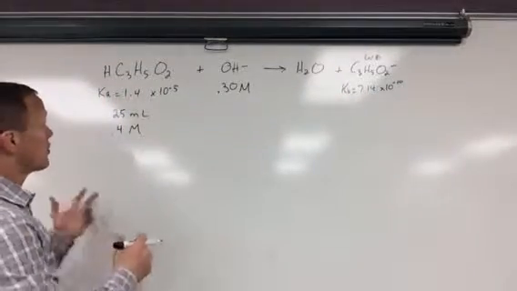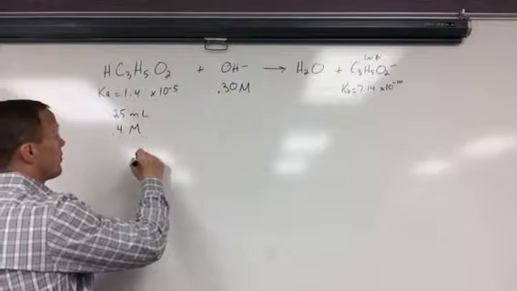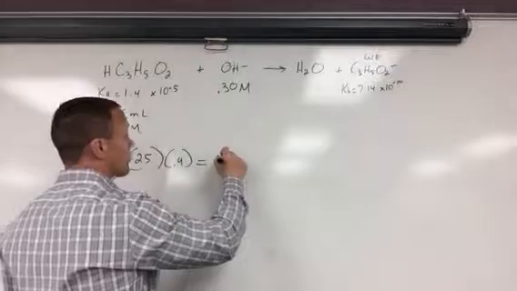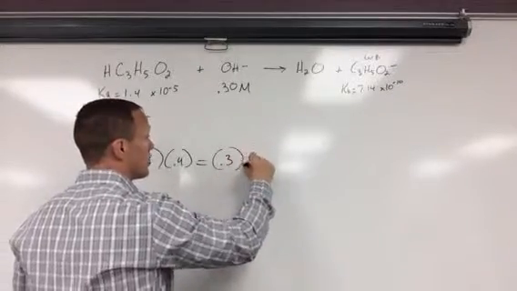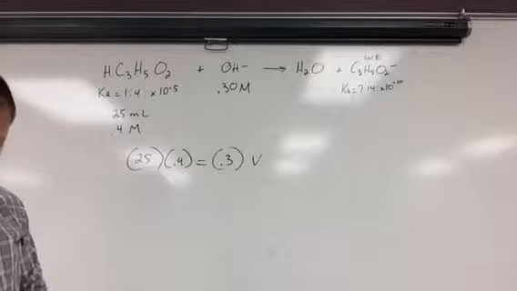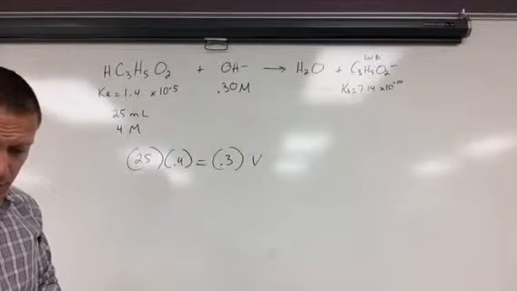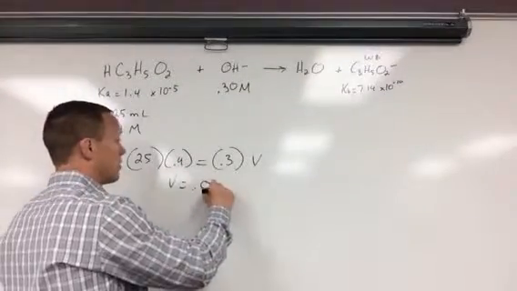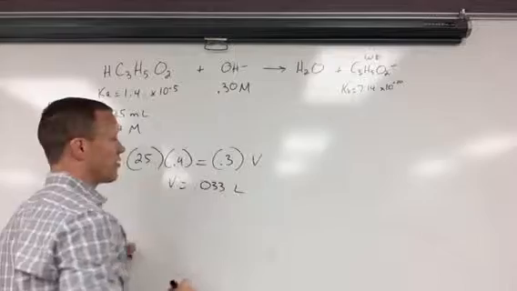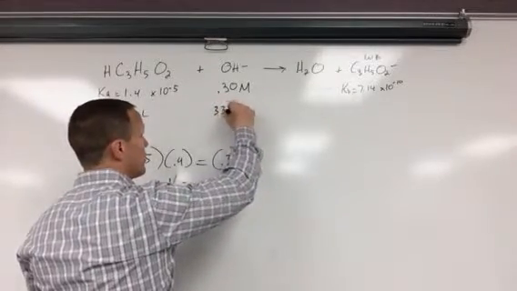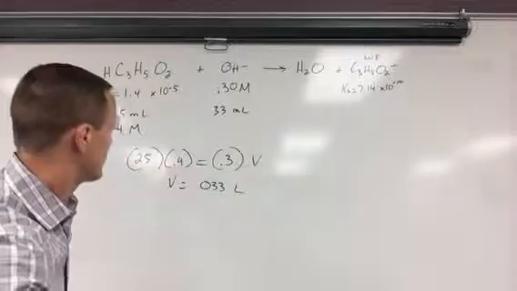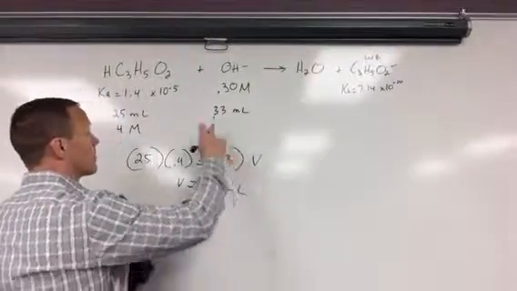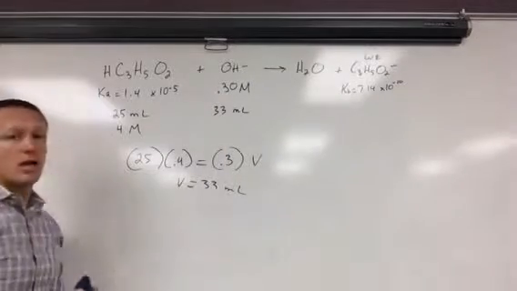Okay, so first of all, let's do a little MVMV. So we have 25 milliliters of a 0.4 molar solution equals a 0.3 molar solution. What would the volume be there? Okay, so if we do that, it'd be 0.033 liters of NaOH. 0.033 liters, or 33 milliliters. So this is 33 milliliters. So we're going to use 33 milliliters of that at the equivalence point.